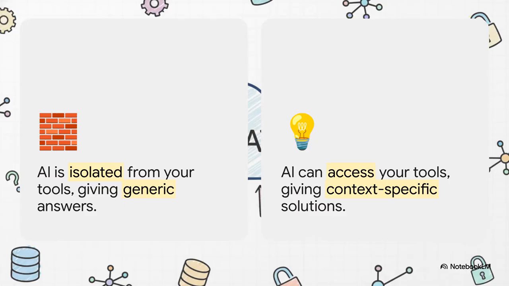I mean, the difference here is really night and day. Before this protocol, the AI was totally isolated. It was just giving you generic answers because it couldn't get to your tools. Communication was messy, unstructured, but with MCP, the AI can actually access and use your tools, giving you context-specific solutions, all through a clear, standardized conversation.